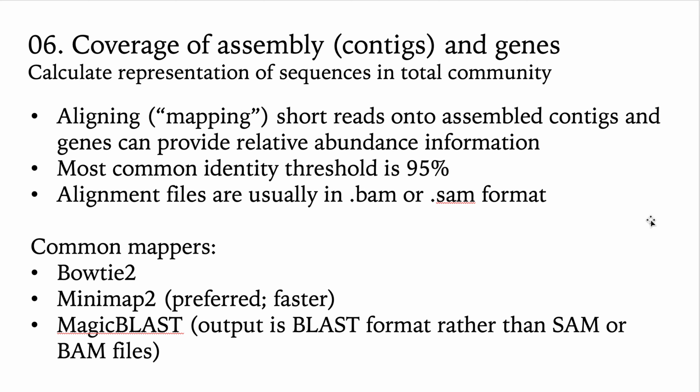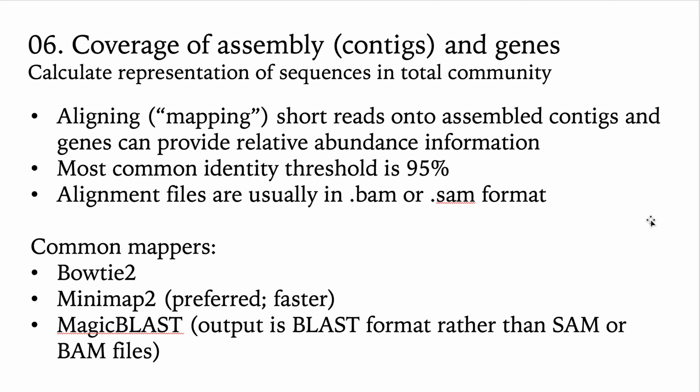Alignment files are going to come out in BAM or SAM format, and you're going to need to manipulate those further for any sort of more basic spreadsheet output. So the most common mappers will be Bowtie2, Minimap2, which is much faster than Bowtie and very, very good, or something called Magic Blast, which is really highly customizable.